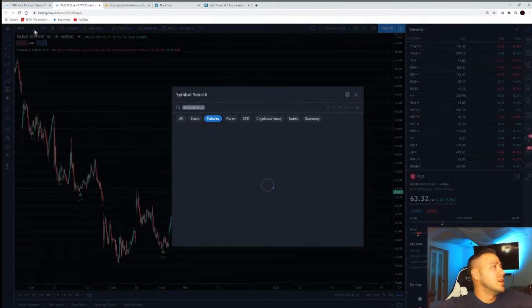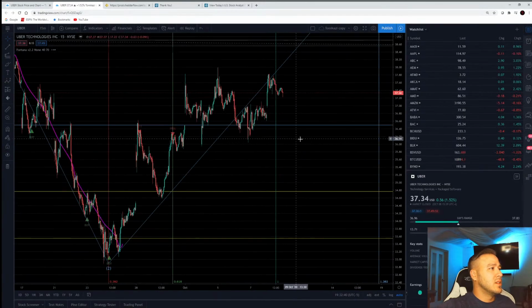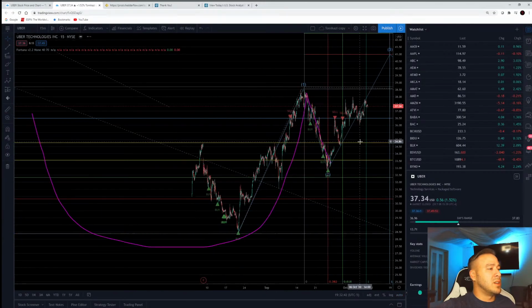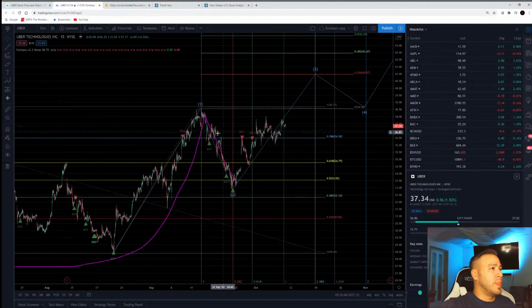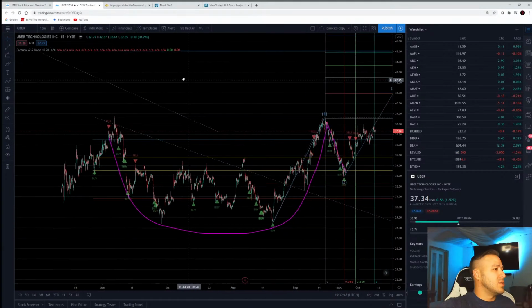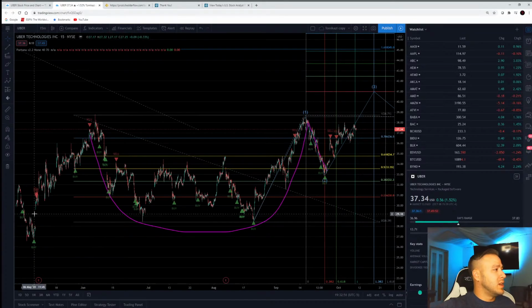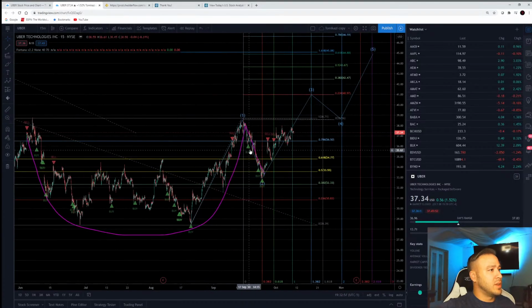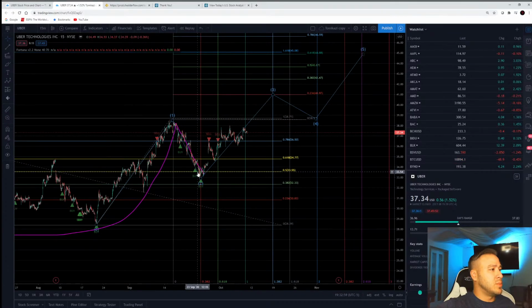Another one that I've been talking about, and I've been watching for a while, is Uber. That was another one that I got into and I did really good on. This is one that I talked about in my newsletter that I wanted to get into because I saw this giant cup and handle. You can see this big cup formed. You have your clear uptrend and then your Fibonacci retracement zones going right through, and then you had a perfect handle off of the 50%. That's textbook right here.